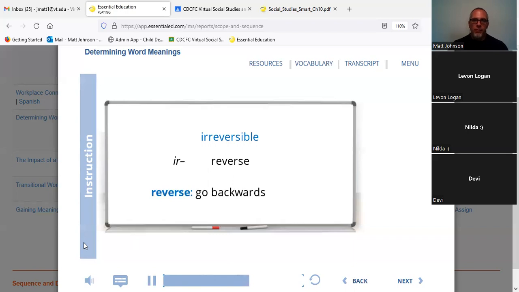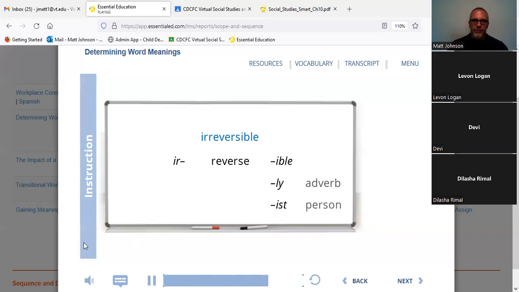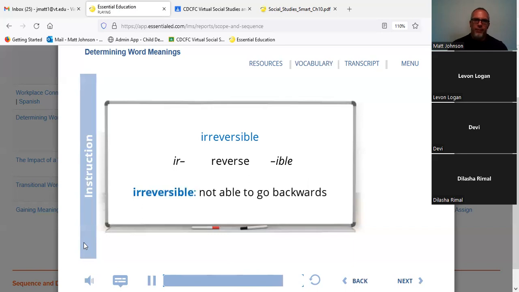The end of the word is a suffix, ible. Suffixes can give you a lot of information. The suffix ly tells you that a word is an adverb. Or ist means a person who does something, like a pianist plays the piano. The suffix ible is like able. It means able to do something. So if I put it together, it means not able to go backwards. Irreversible. You can understand more words than you think by breaking them apart and looking at the prefixes and suffixes. The resources has a list of prefixes and suffixes that might help.